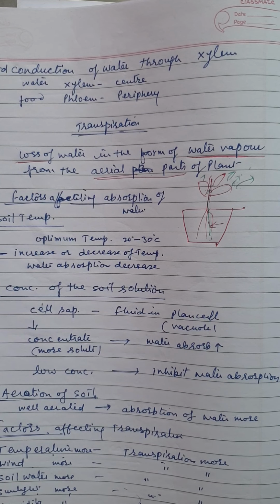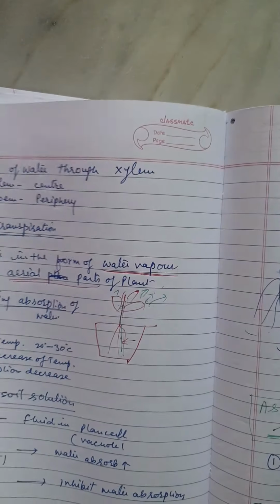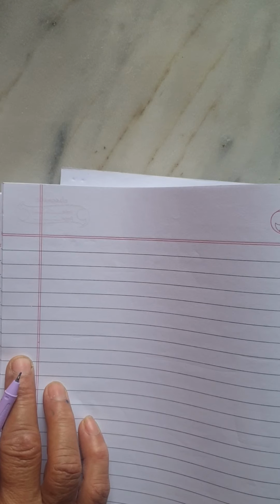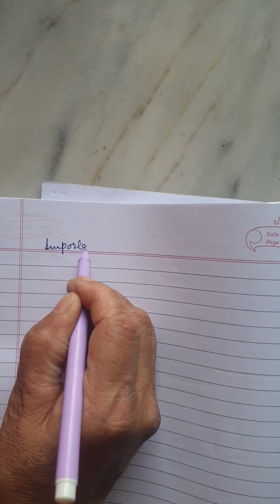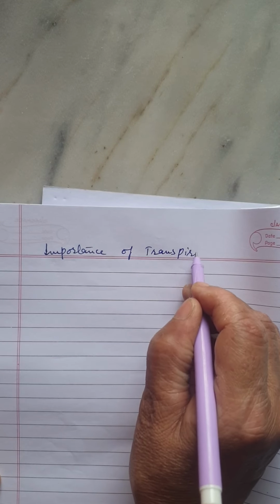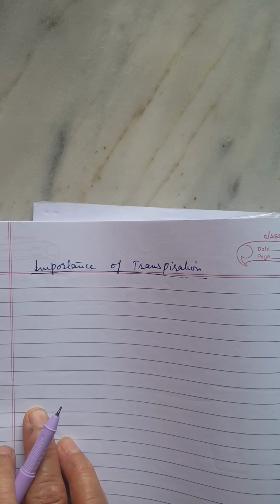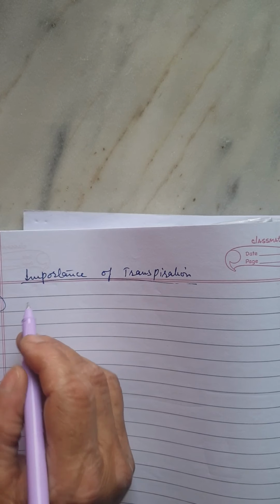Now we discuss the importance of transpiration. As I told, transpiration is the loss of water from the aerial parts of the plant. Where the plants are, the air is cool. If we sit in the shade of the trees, we feel cool. So the first importance is the cooling effect.